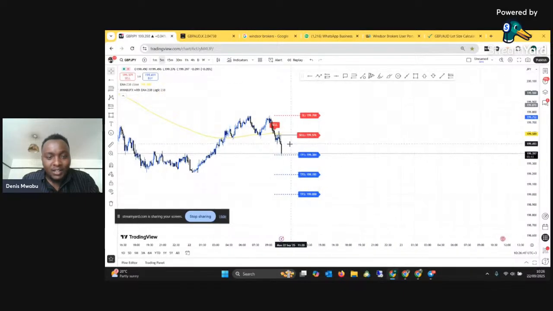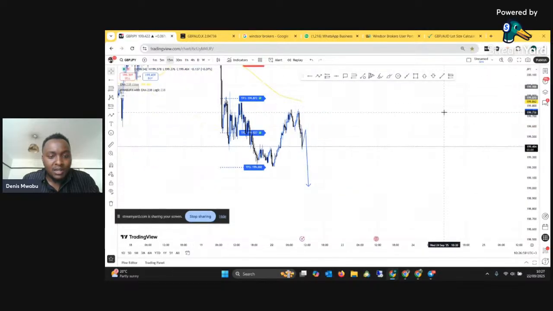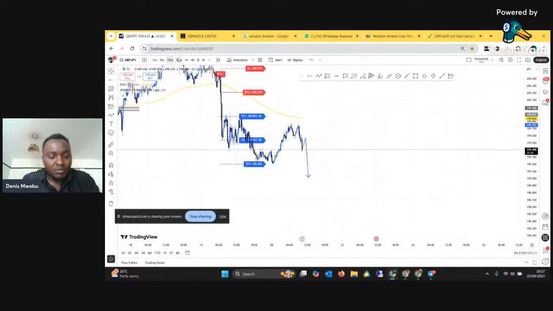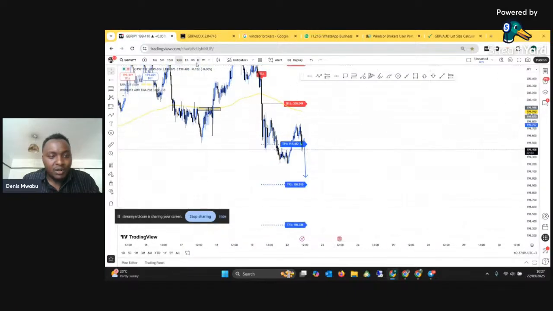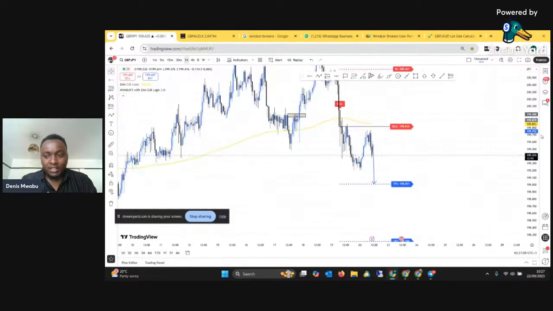We can only get this if it pulls back around that zone. If it pulls back, that is the only time we can try to catch that move. But as of now, it has been able to move. So I don't like playing catch up.